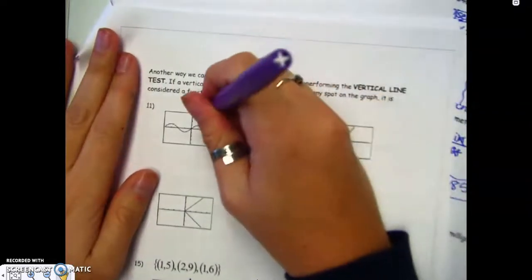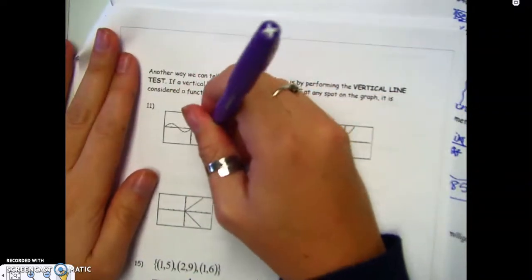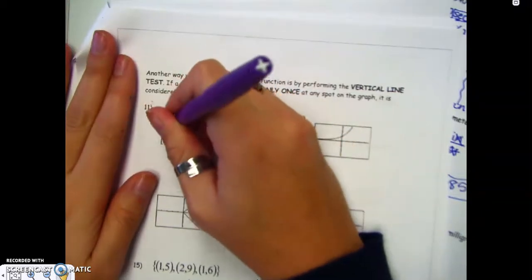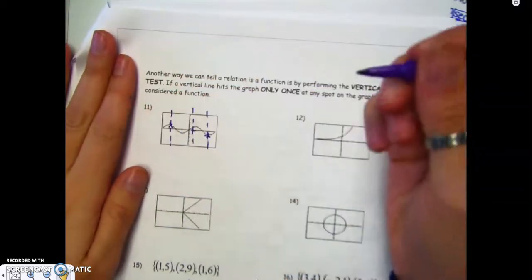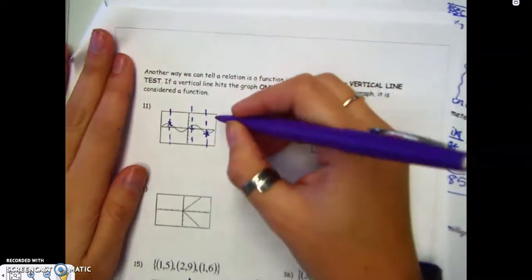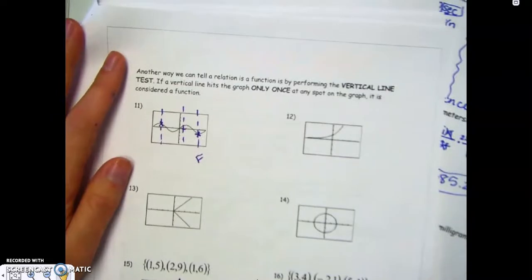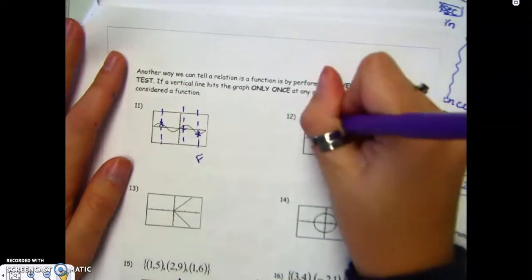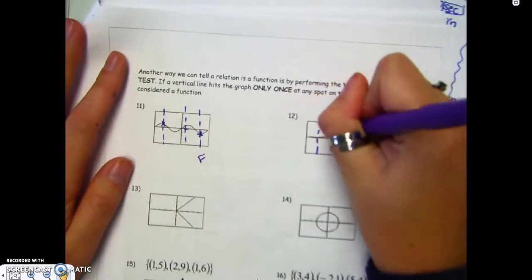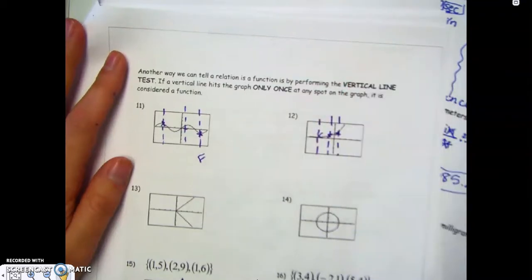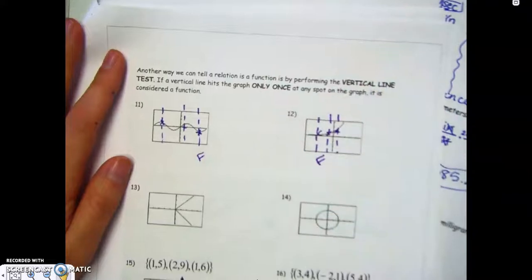if I draw a vertical line anywhere, that only passes once. That only passes once. That only passes once. So this is a function because no matter where I draw that vertical line, it's only going to pass once. Okay. Same with number 12. Number 12, I can draw the vertical line anywhere and it will only pass one time. So this is a function.